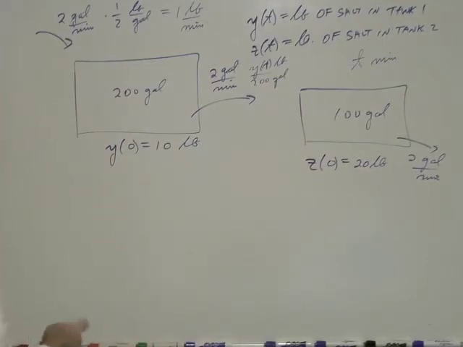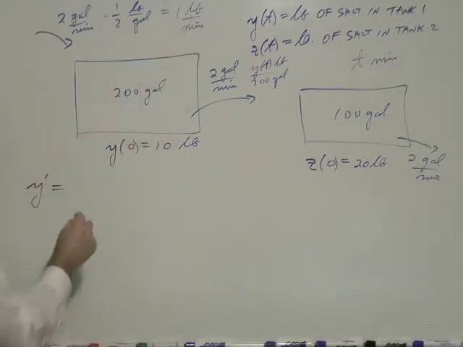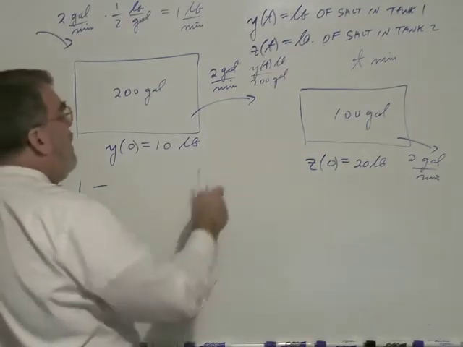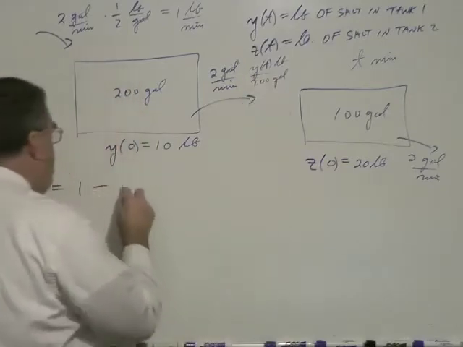Alright, so let's go ahead and set that up. The rate of change of salt in tank 1 will be Y prime, which is the rate at which the salt enters the tank, 1 pound per minute, minus the rate at which it leaves the tank. And here the 2 cancels the 200, so I have 1 over 100 times Y.